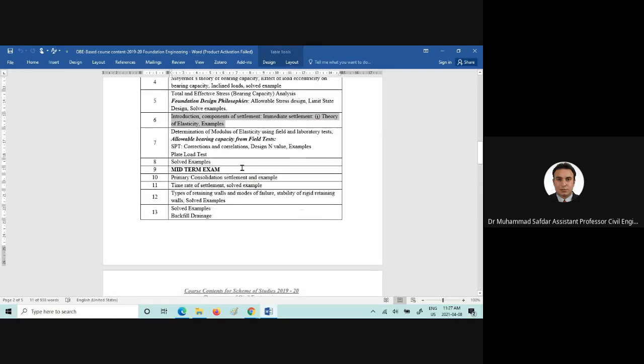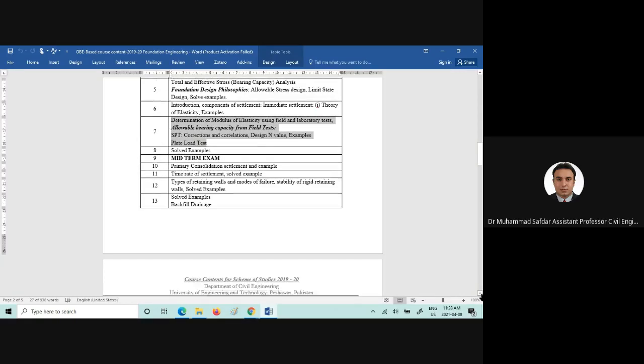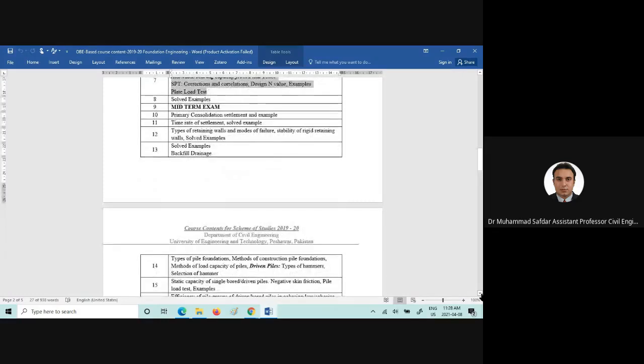Then in Geotech 2, we discussed a little bit about the standard penetration test and how it is performed in the Geotech 2 lab. We saw the demonstration of the standard penetration test and plate load test. Now, particularly how we can find out the allowable bearing capacity from these field tests will be discussed in this course. We'll solve examples on it, then we will move towards the midterm. Primary consolidation settlement and the examples, time rate of settlement will be discussed after the midterm in the 10th and 11th week.